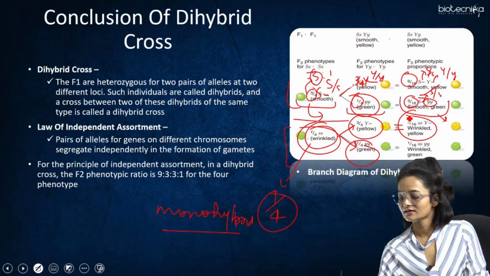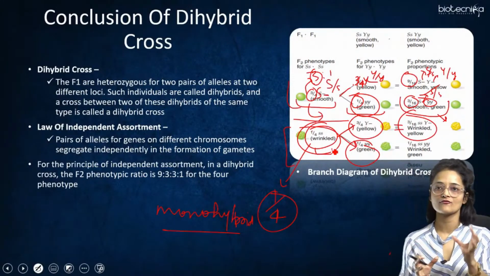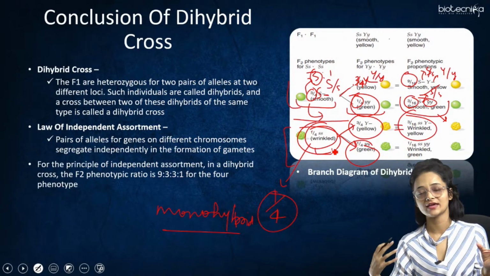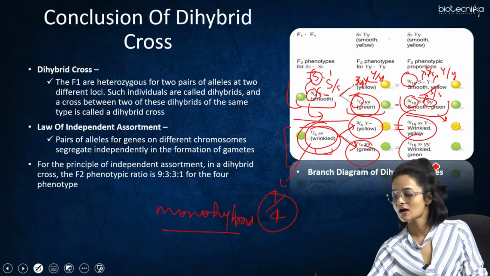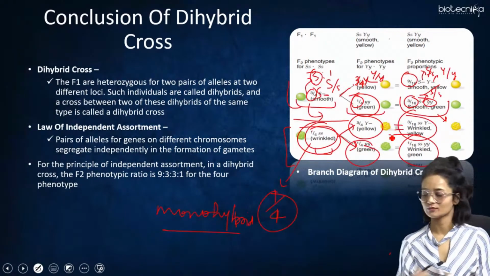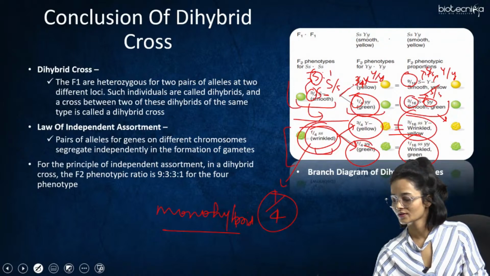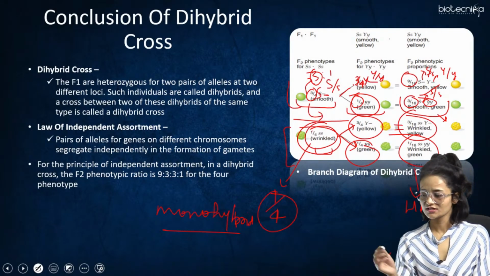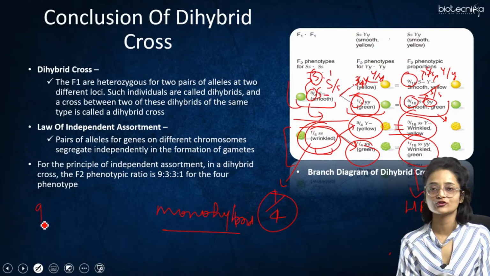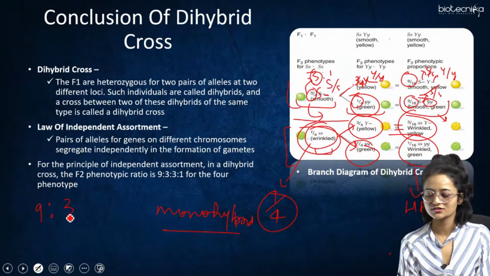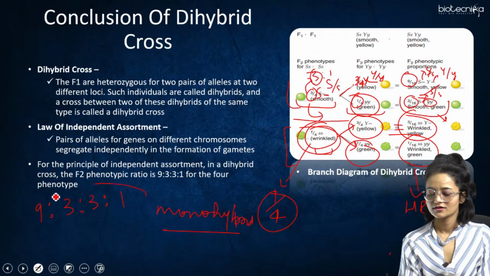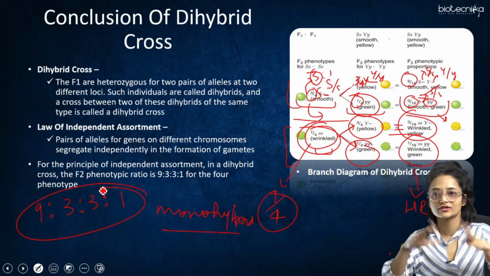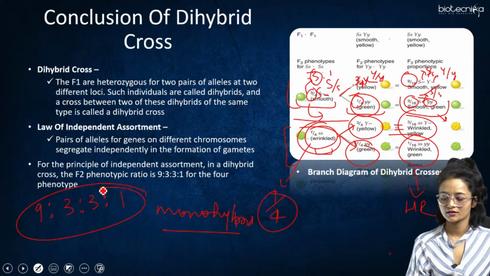And when this homozygous recessive form of one parent independently assorts with the homozygous recessive of the other parent for the different trait, then what happens? Both of the traits are present in recessive form. This is the homozygous recessive form, right? So the ratio here comes to 1/16. So the phenotypic ratio for the dihybrid cross is 9:3:3:1. I have explained this with the help of a branch diagram, which is much better compared to the Punnett square that we would make, which would take a lot of time.